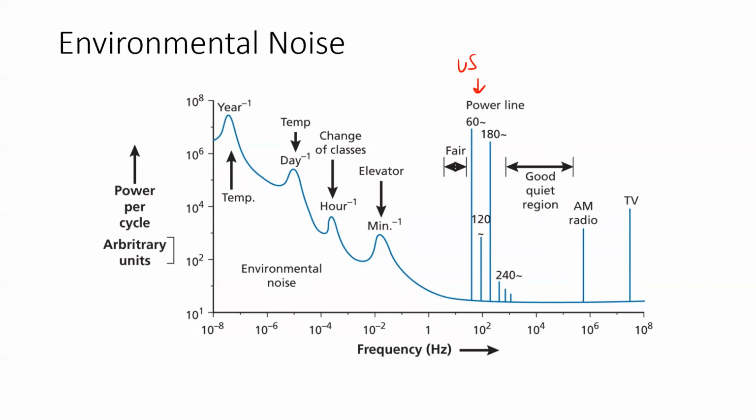You see here that they also have the harmonics of that: 120 hertz, 180 hertz, 240 hertz. These are AC frequencies in other parts of the world, but also if we're trying to measure something at 120 hertz, and 60 hertz is our line voltage, then we're going to get some interference there as well.